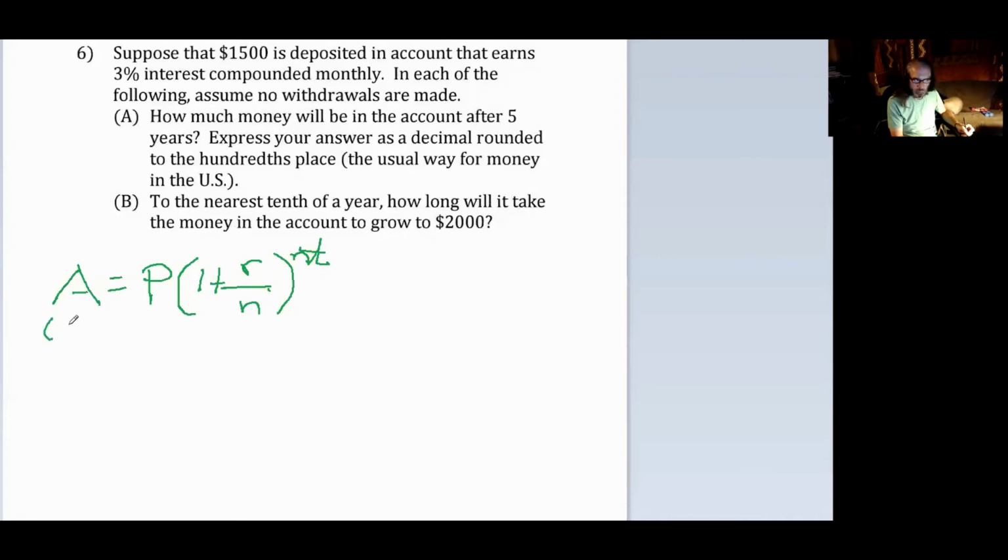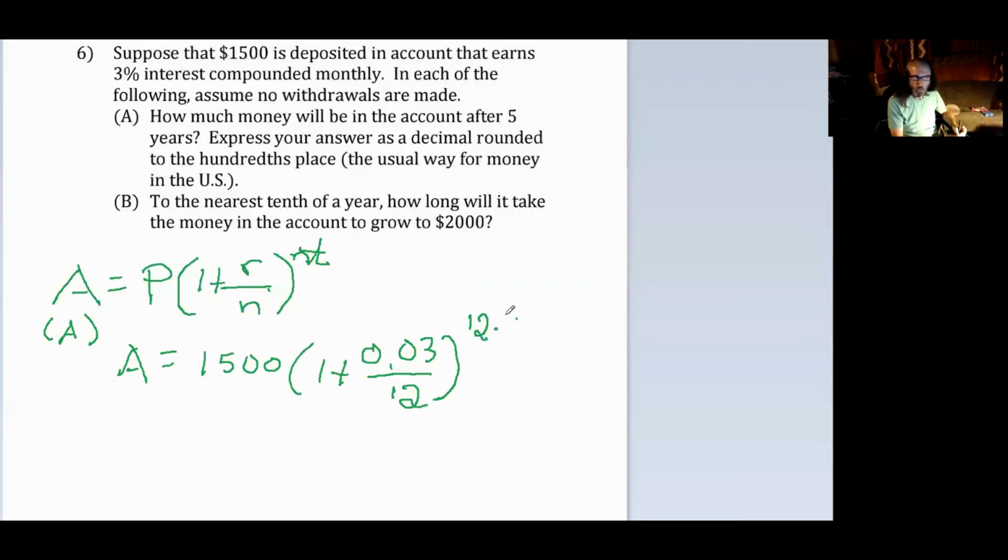So in part A, we have how many years. Going back to the original information, $1,500 was put in. We've got an interest rate of 3%, so 0.03 as a decimal. It's compounded monthly, so N is 12. That 12 shows up again up in the exponent, and this is going on for a time T of 5 years. Notice how it's only N down here, where it's N times T up here. It's not just 12 here, and it's not 12 times 5 down here.